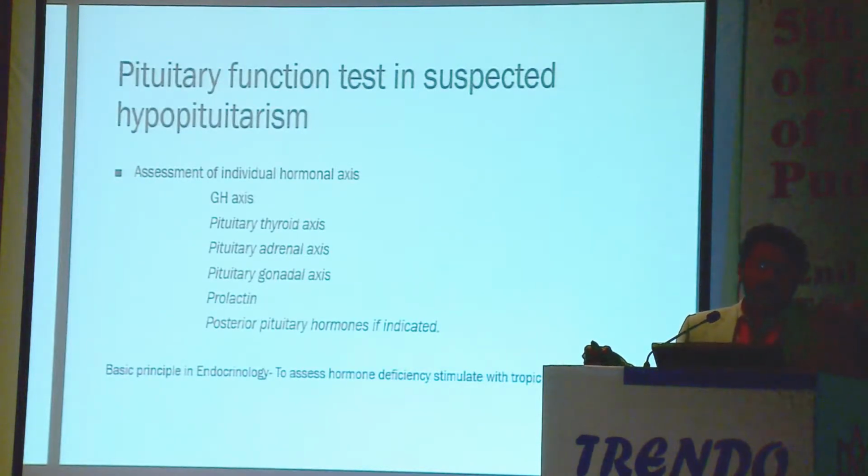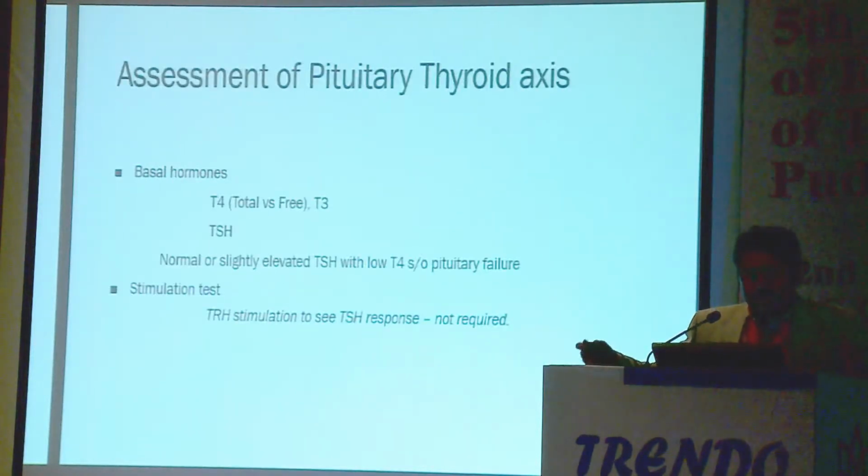The same may be applied in the corollary, where when you suspect hormonal hypersecretion, you try to give factors which normally suppress the hormones, and if they fail to suppress, then you confirm that the hormones are hypersecreted. The assessment of the pituitary thyroid axis can be done fairly well with the basal hormone levels itself. Usually a T4 level is sufficient. Whether you go for a total T4 or free T4 is always debatable, but a total T4 should be fine, except in a few conditions where free T4 may be useful.